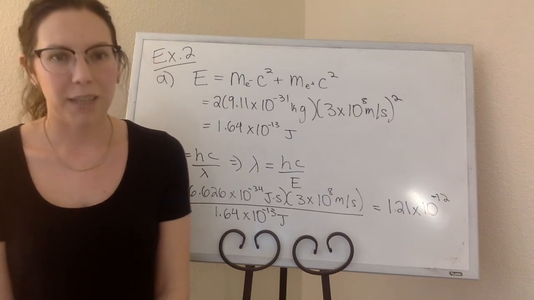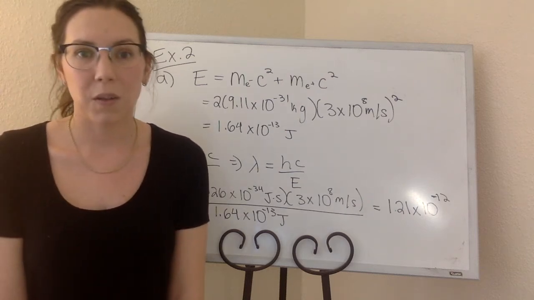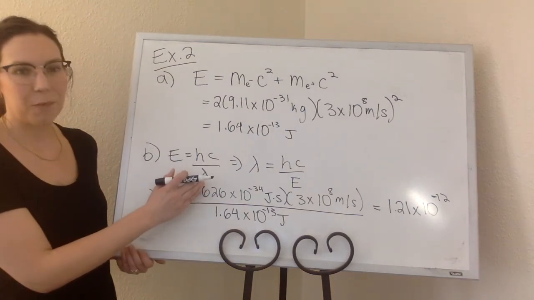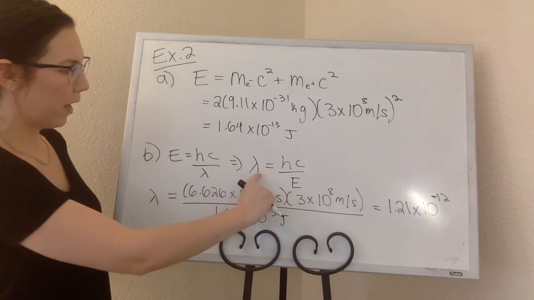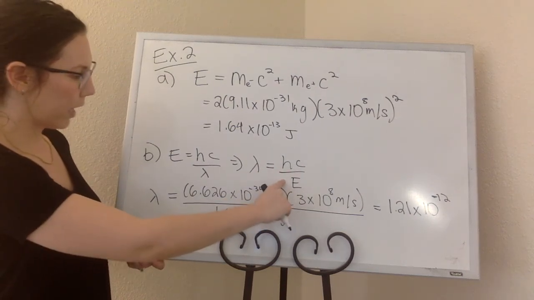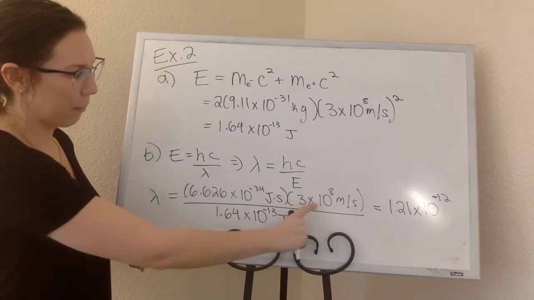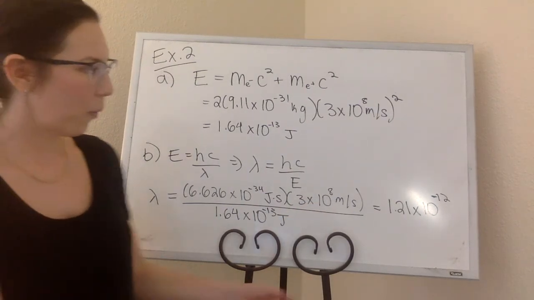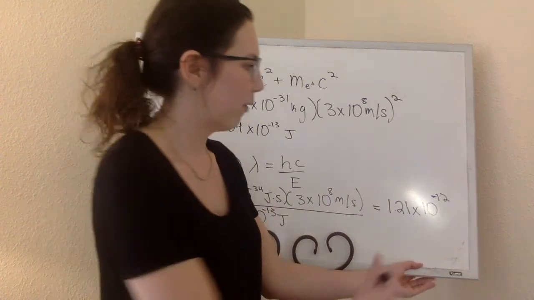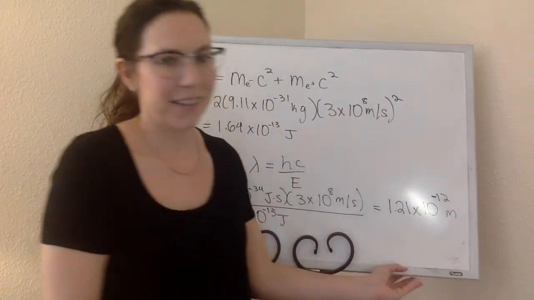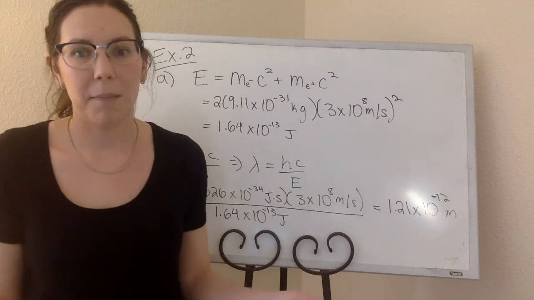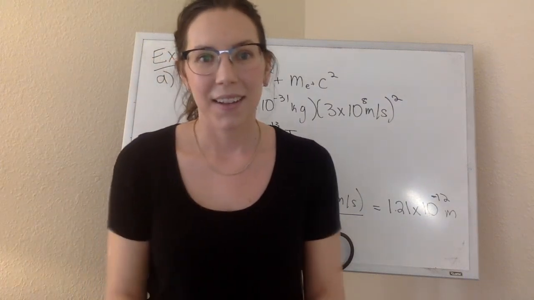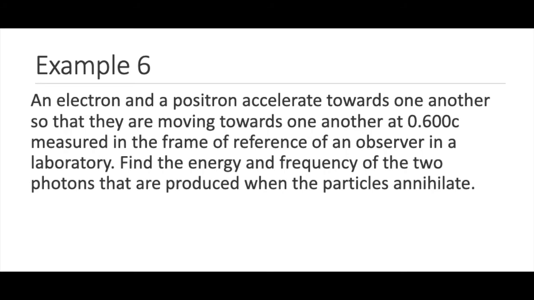The next part we're asked for the wavelength that would correspond to this photon. So we have E equals hc over lambda, and we can rearrange to find the photon wavelength. Lambda is hc over E. So Planck's constant times the speed of light over that energy we just found gives 1.21 times 10 to the negative 12, and that is meters. And if you were to look this up on the electromagnetic spectrum, you would see that this is a gamma ray. Okay, one more example for this section.